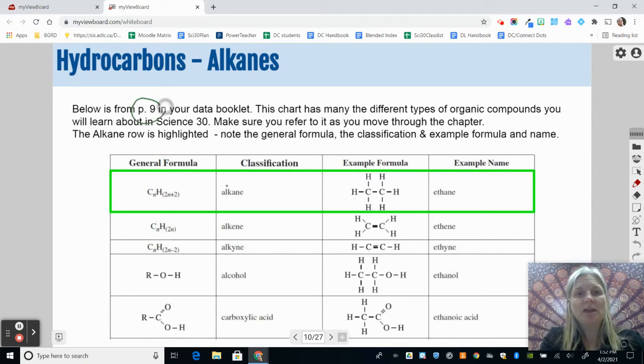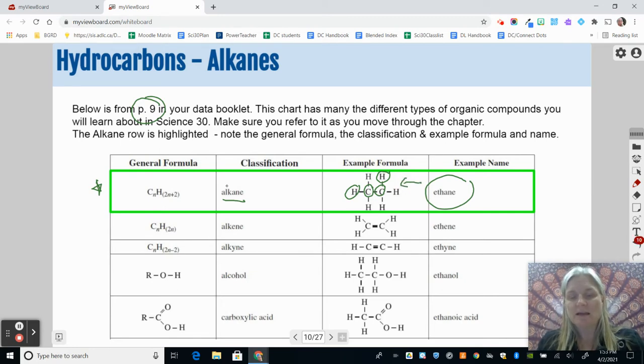Now, in your data booklet, again on page 9, you're going to have this chart. These are all the different organic compounds that you're going to be learning about in Science 30. So by the end of this chapter, you're expected to know and recognize all of these different organic compounds. And right now, we've just looked at alkanes, right? So alkanes are just carbon and hydrogen compounds with single bonds between everything, and they give you an example. So they name it and give you an example formula. They tell you the classification as an alkane, and they also give you the general formula of what it will look like. So this table, we're going to keep referring to every time we look at a new type of organic compound.